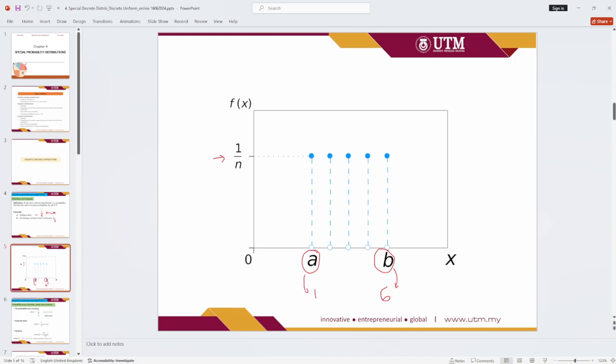For example, earlier if we roll a dice, we have 1 over 6. So it is 1 over 6 for value of 1, value of 2, value of 3, value of 4, value of 5, and also value of 6. The probability of you getting any value is equal to 1 over 6. They are all uniform. That is why we call it discrete uniform distribution.